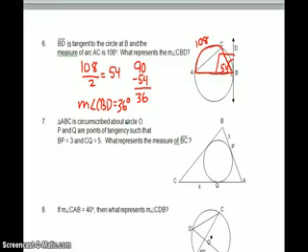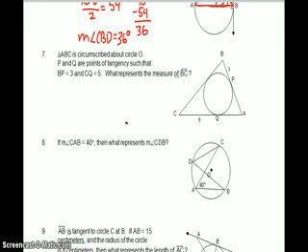Number 7. ABC is circumscribed about circle O. P and Q are points of tangency such that BP equals 3 and CQ equals 5. What represents the measure of line segment BC? Well, from B to P we've got 3, so we're going to put a 3 right here. From C to Q we've got 5, so from here to here it's going to be 5. We want to know the distance from B to C, so we just have to do 5 plus 3. So line segment BC equals 8.